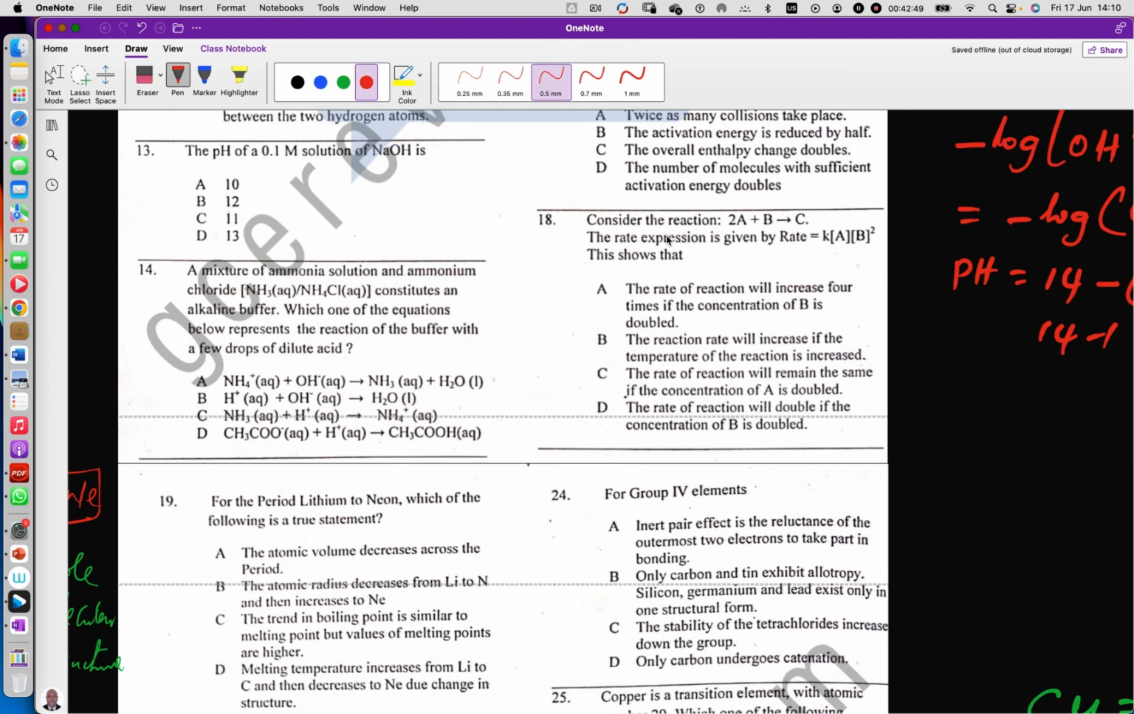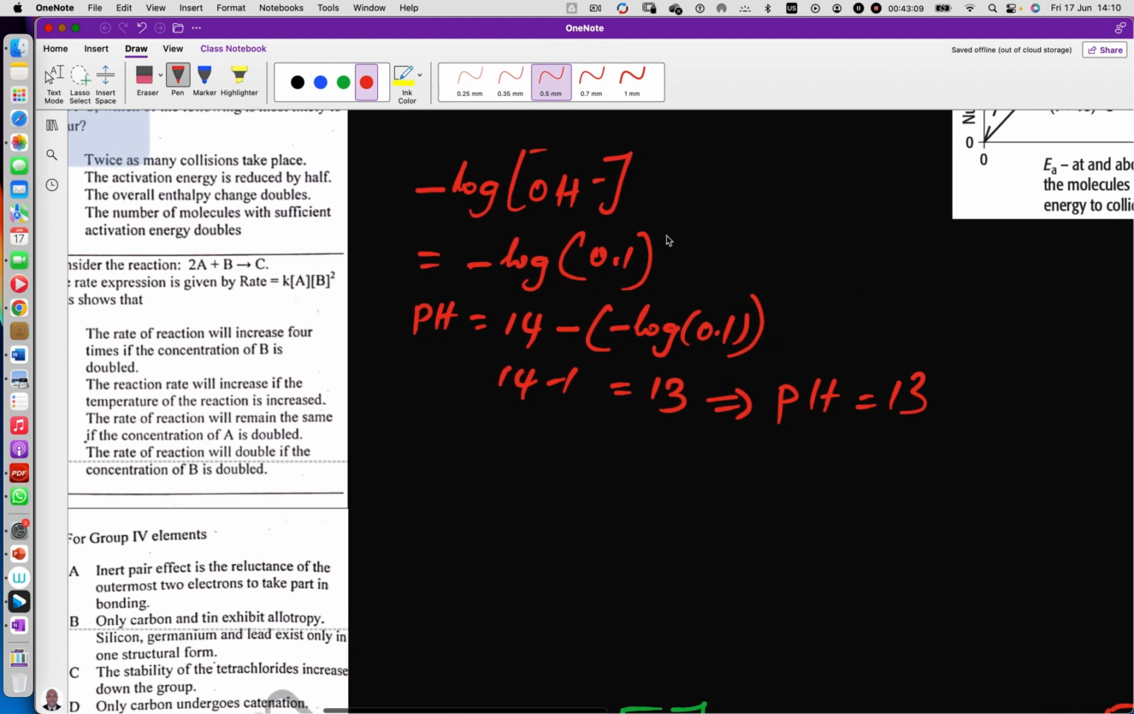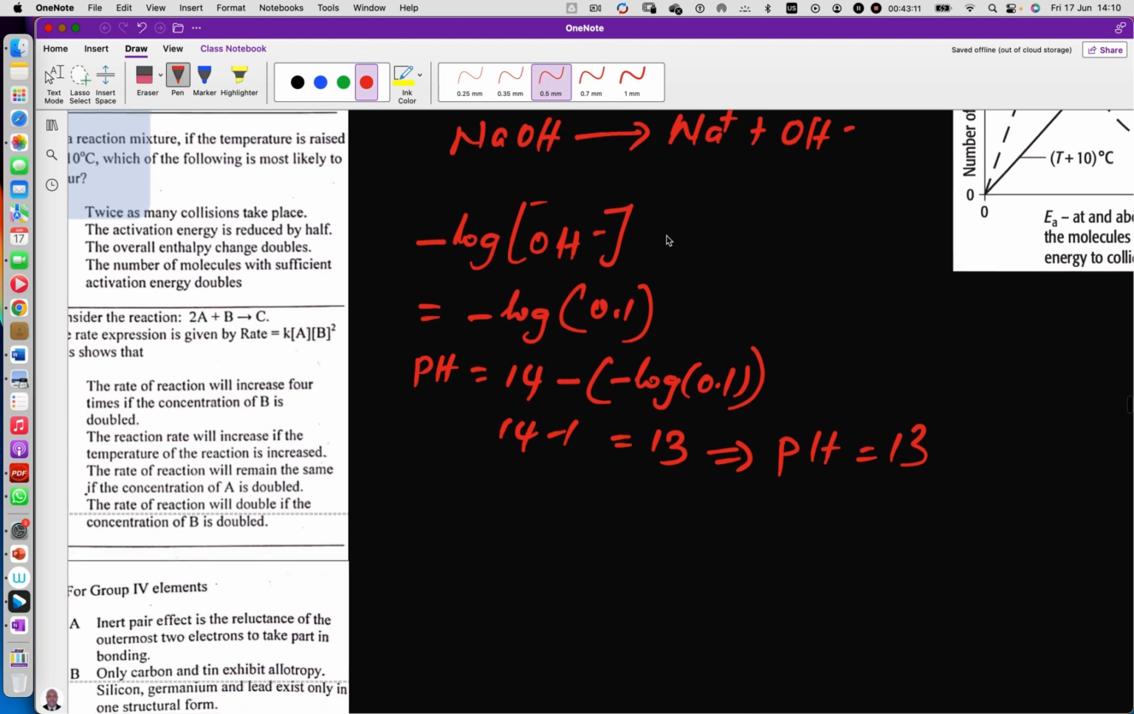0.1 molar of OH ion. So the negative logarithm of the OH ion concentration, when we have it, will be our pOH. Then we can get our pH by subtracting it from 14. This is just an example of this.